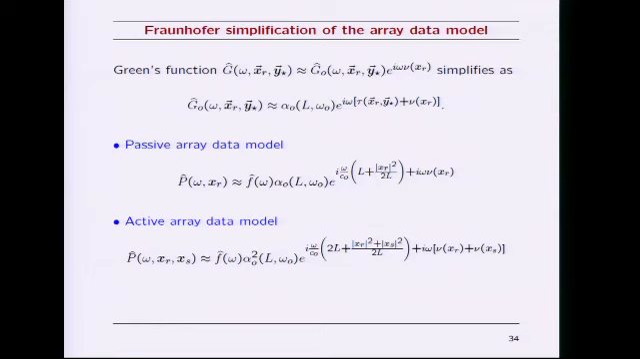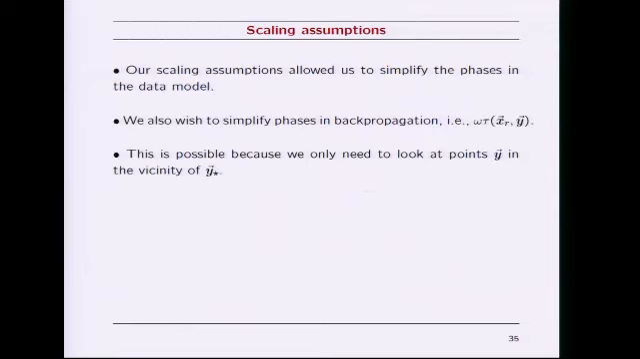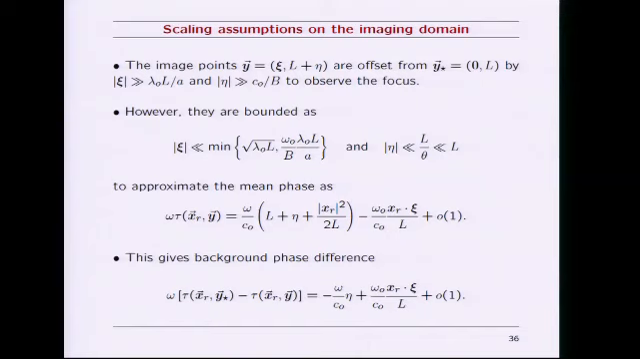Okay. So now we also need to make some scaling assumption on the points at which we form the image. And this again, what I'm going to do, I'm going to make all the scaling assumptions such that I can approximate the phase that takes me from the receiver to the point y at which I evaluate the image this way. Okay, so it's just sort of choice of the search domain and so on. So this is rather straightforward.